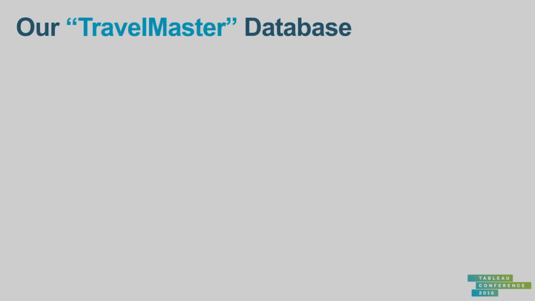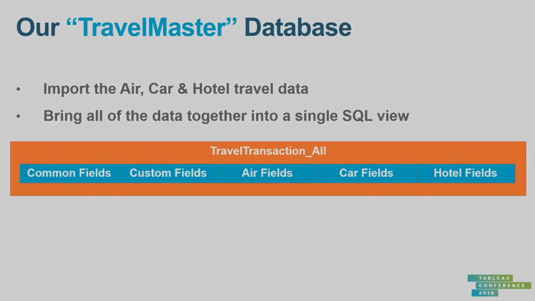So the Travel Master database, I'll just talk briefly about what it looks like. We're importing only the air, car, and hotel data from Agencia. There's some other information that we're not loading yet, but we hope to in the future. That data is loaded into separate tables, and then we're bringing it all together into one big master view. So we're bringing the common fields. The transactions over all three of those travel types have common fields. Transaction date occurs in all three of those files.